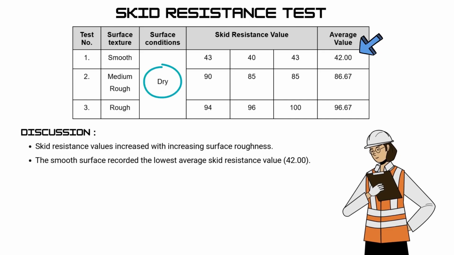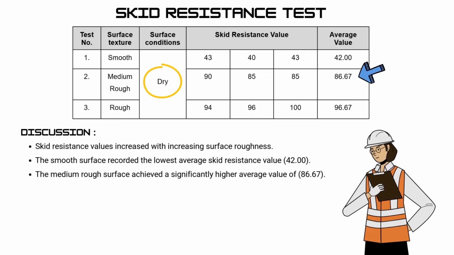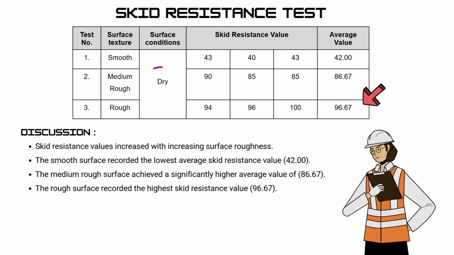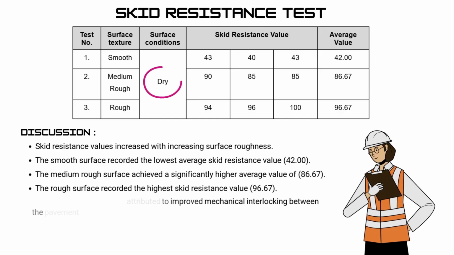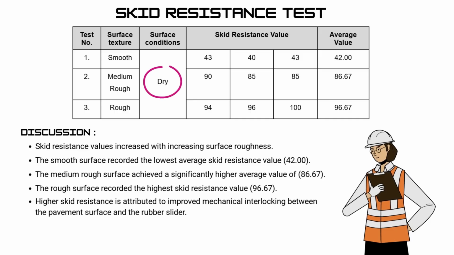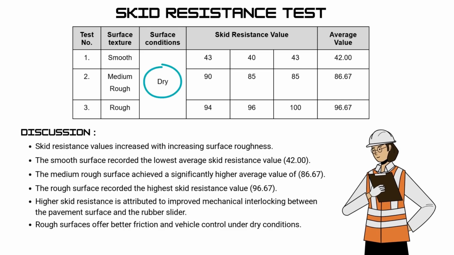The smooth surface recorded the lowest average skid resistance value, 42.00, while the medium rough surface achieved a significantly higher average value of 86.67. The rough surface recorded the highest skid resistance value, 96.67. Higher skid resistance is attributed to improved mechanical interlocking between the pavement surface and the rubber slider. Rough surfaces therefore offer better friction and vehicle control under dry conditions.